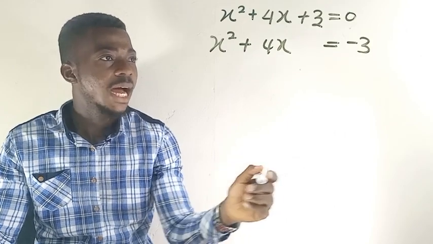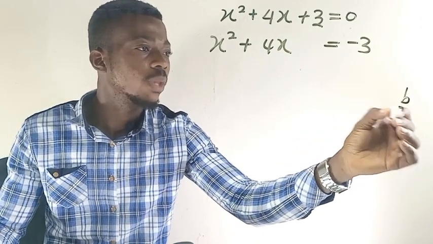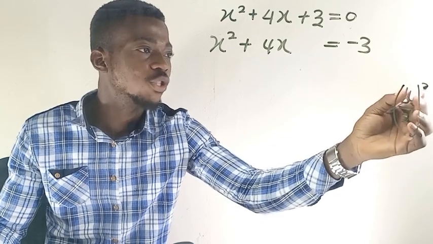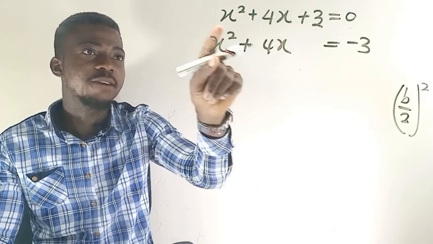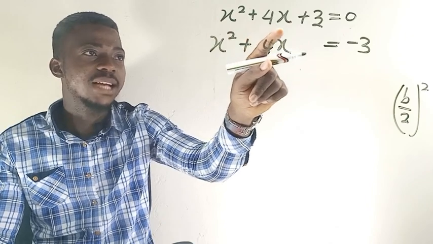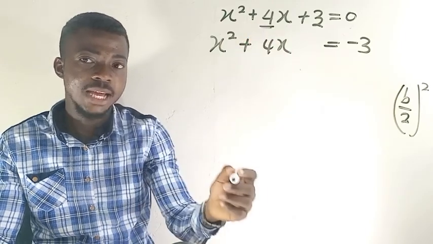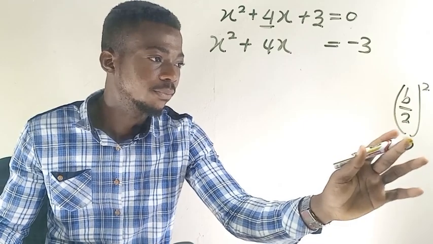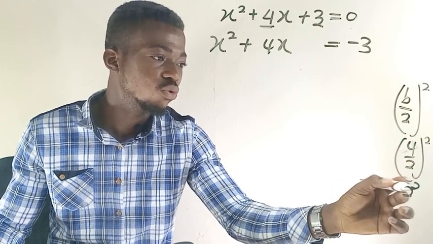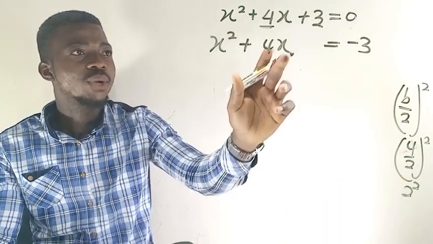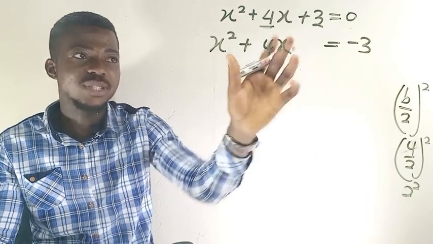Now, how do we get that replacement? We use a rule, and that rule is (b over 2) all squared. That's the rule we use to find this replacement. Now, what is b? This equation is in the form x squared plus bx plus c. So the 4 is b. Let's put it there. That's going to be (4 over 2) all squared, which is the same as 2 squared. So now we know that this place is going to be 2 squared, so we're going to put it there.